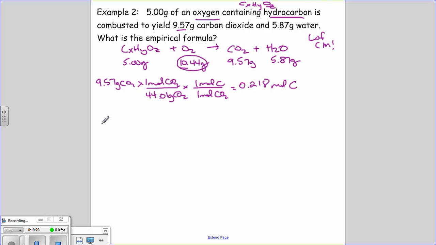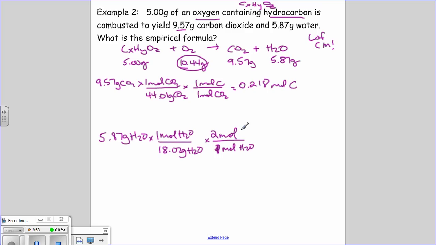That's an important number. And then I'm going to leave a little space right here because I'm going to use this space in just a moment. For the hydrogen, I need to get from water, 5.87 grams of water times 1 mole of H2O, weighing 18.02 grams of H2O. And then I have 1 mole of H2O containing 2 moles of hydrogen. I'm going to stop here and get that hydrogen. I have 0.652 moles.